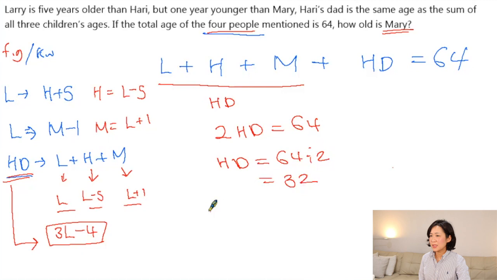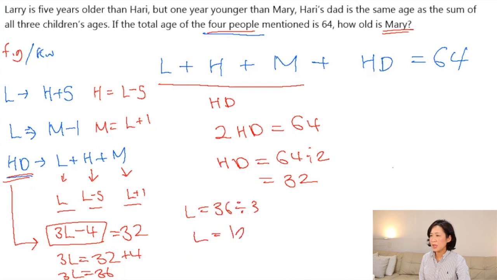Then Harry's daddy's expression is 3L minus 4. So 3L is 32 plus 4. That gives us 36. So L equals 36 divided by 3, which gives you 12. So what is L? Always go back to the variable. L means the age of Larry. He's 12. Then our final goal is Mary's age. Mary's age is 13 years old.